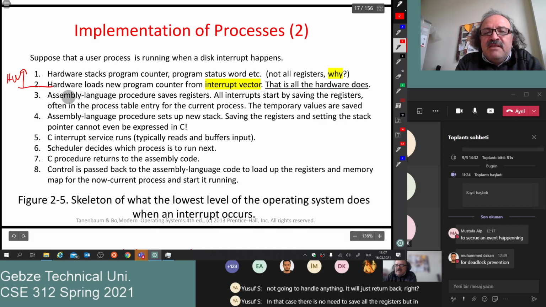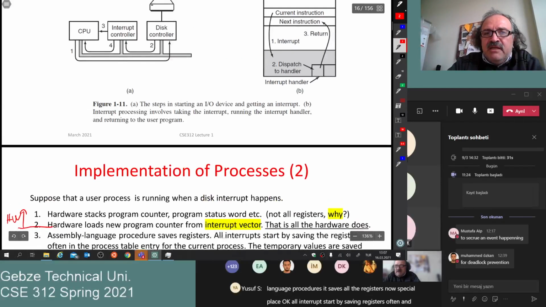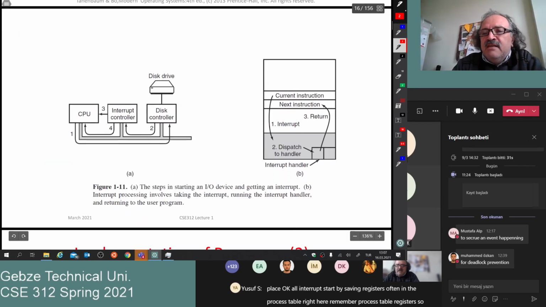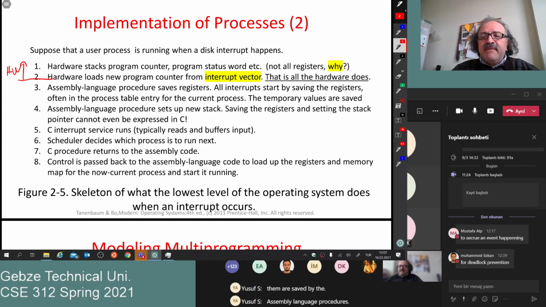But in our case, the operating system started running with the assembly language procedure. It saves all the registers now to a special place. All interrupts start by saving the registers, often in the process table right here. Remember the process table registers? So I know that process 1 was running and an interrupt happened. The hardware saved a few registers. The rest of them are saved by the assembly language procedure, and I keep them in my process table. Then the assembly language procedure says that I am doing the context switch now. I need a new stack because the interrupt handler is going to work now, and I need new sets of registers and everything. I save everything, and now my real interrupt handler is ready to work.